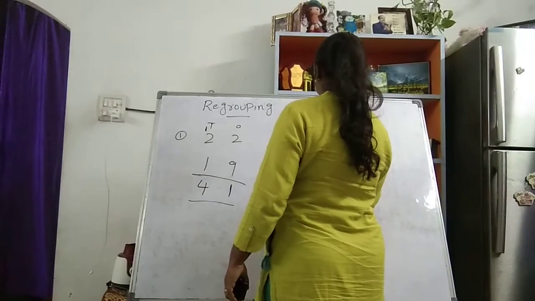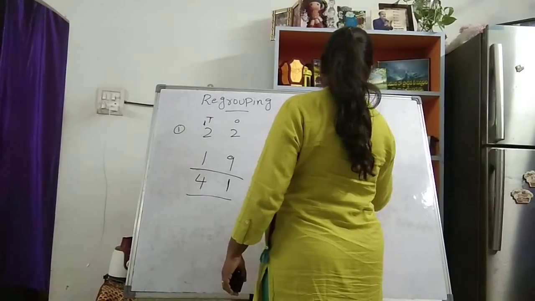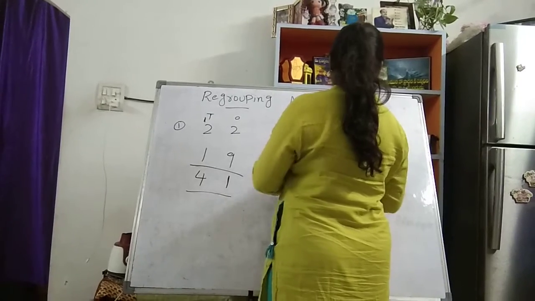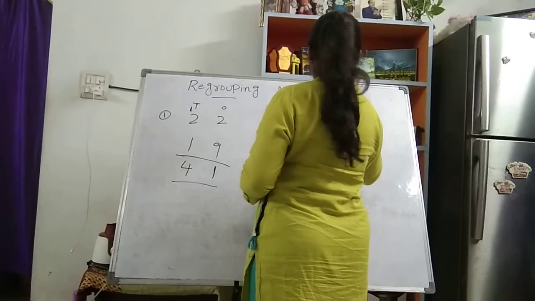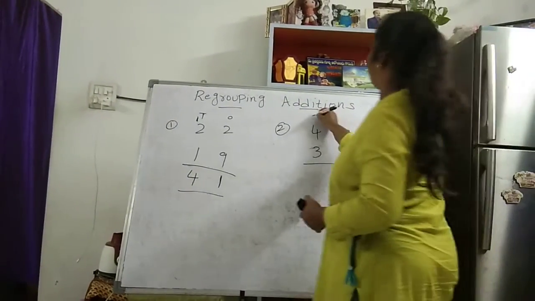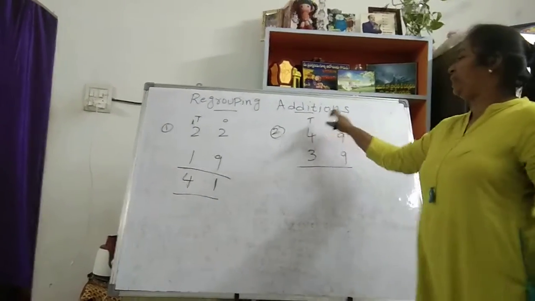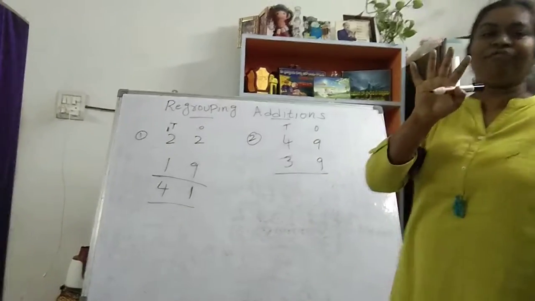42, 39. 49 and 39, so as usual tens place and ones place. Now 9 in the mind, 9 on the fingers.